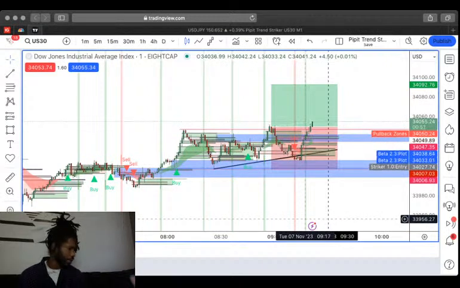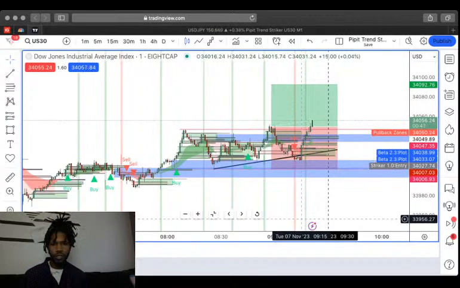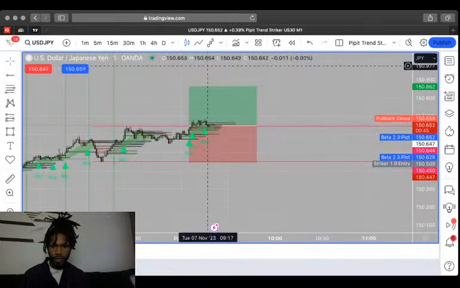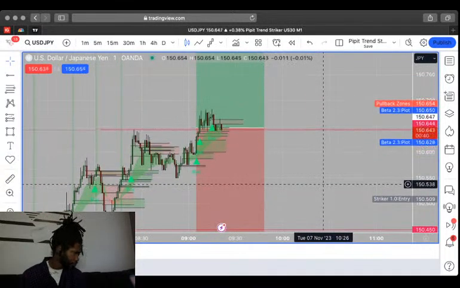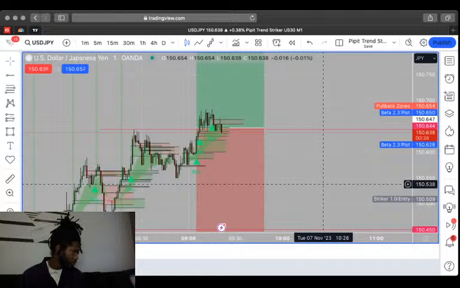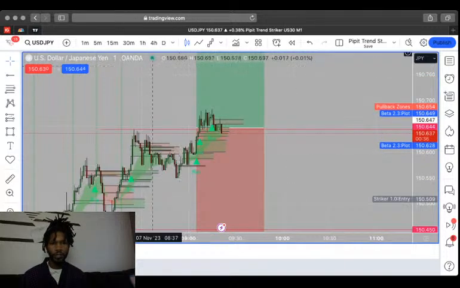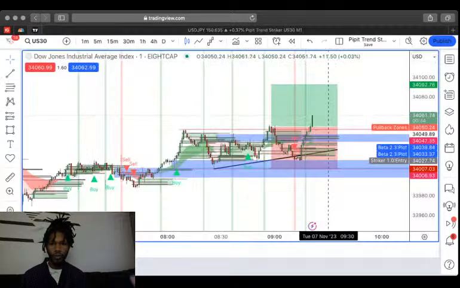There we go. All right, we got a push. We're in profit on US30. We're in profit on UJ. Slight profit on UJ. It is really not moving at all. But I'm just going to keep my eye on US30.